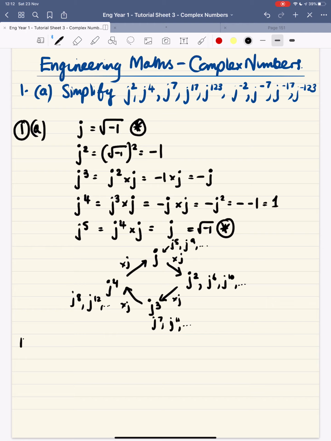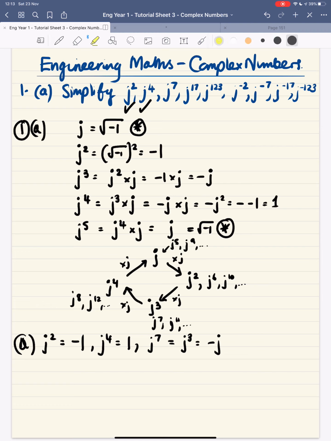So 1a, j squared is minus 1. I've got that one up there. J to the 4 is plus 1. So I've done that one. J to the 7 is the same as j cubed, which is minus j. I'll just highlight some of these. That's j. J squared is minus 1. J cubed is minus j. J to the 4th is 1. And then we go round again.